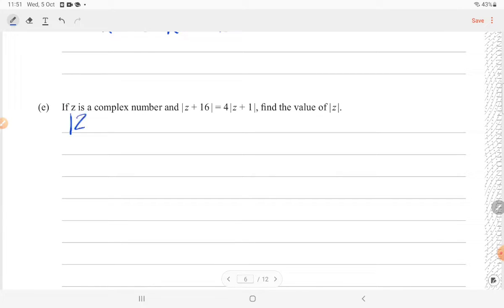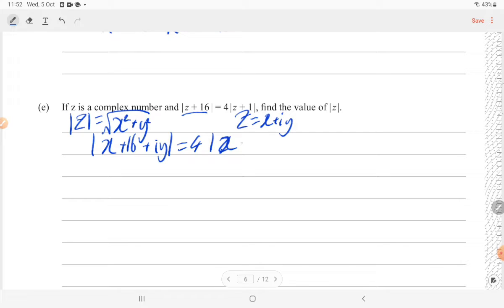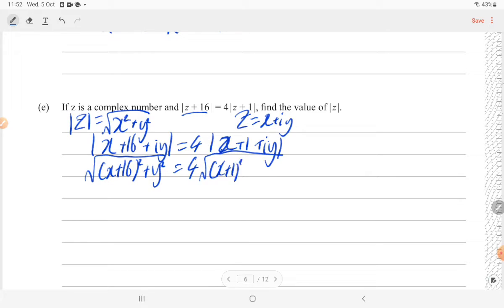So the absolute value of z can be rewritten as the square root of x squared plus y squared, where y is the imaginary axis. I forgot to mention z is equal to x plus iy. So we can pair up the real parts, and the absolute value of x plus 1 plus iy. We square the real parts and imaginary parts, so x plus 16 all squared plus y squared, and take the square root of that, since that's the equation for distance, equals 4 times the square root of x plus 1 all squared plus y squared.